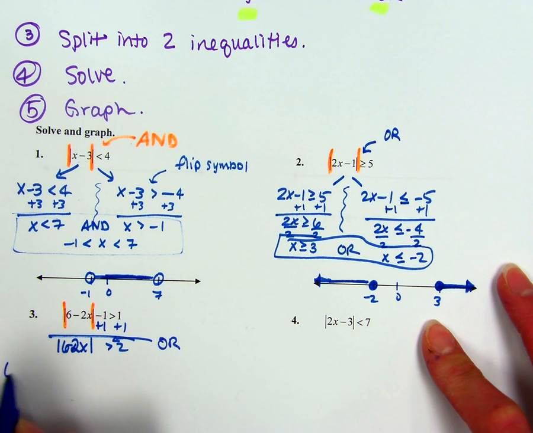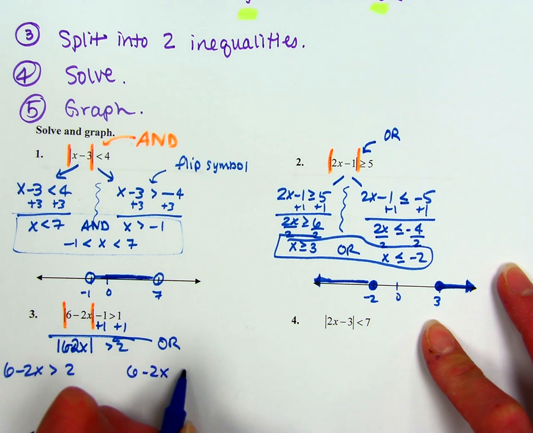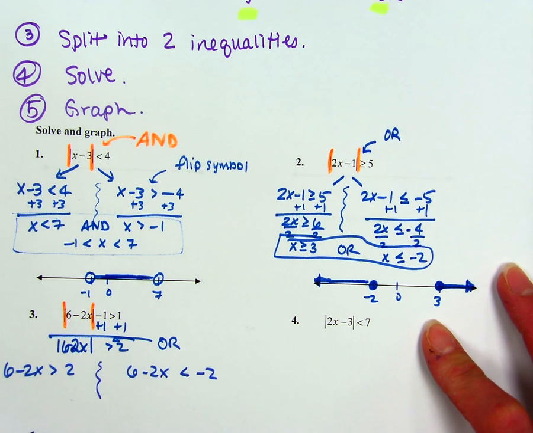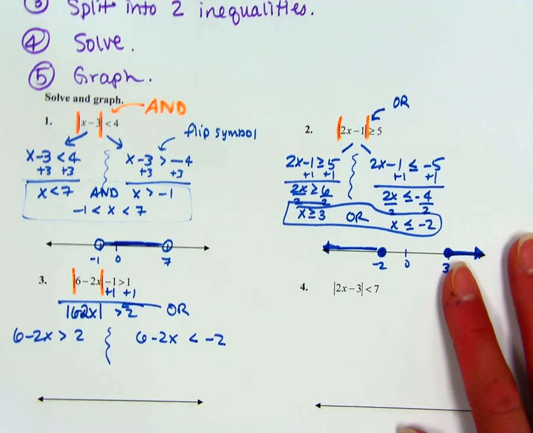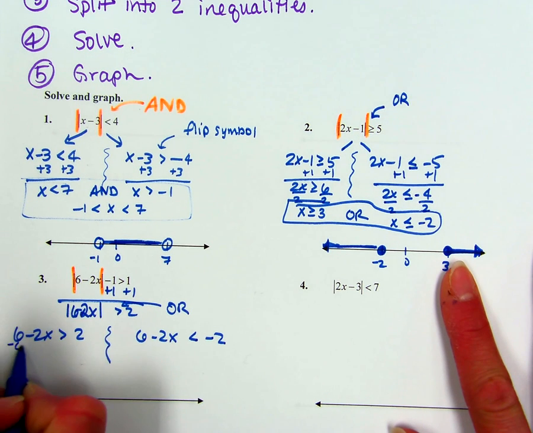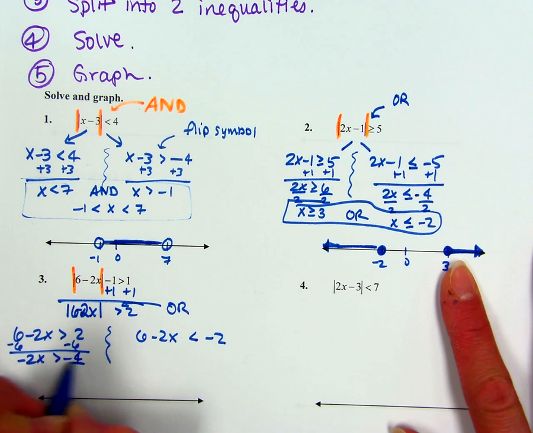Okay, so now I have 6 minus 2x is greater than 2. 6 minus 2x is less than negative 2. And then I'm just going to solve each one separately. So if I subtract 6, I get negative 2x is greater than negative 4. If I divide by negative 2, I get x is less than positive 2.